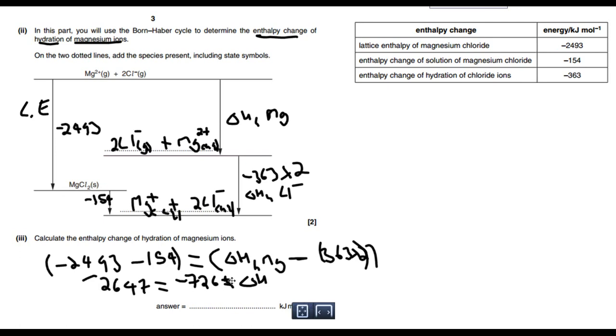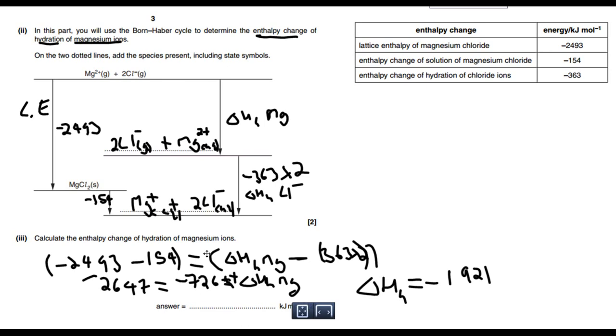Oops. Don't know why I did that instead of rowing it out. So we just need to rearrange now to get delta H hydration, which is going to be minus 2647 plus 726. And that is minus 1921. So we were right to leave this one as the bigger one.